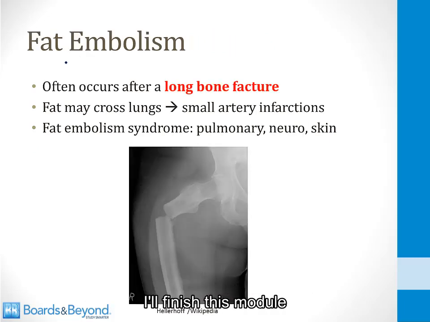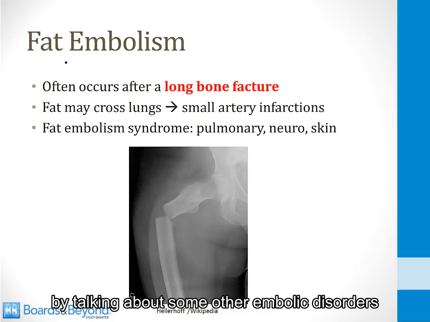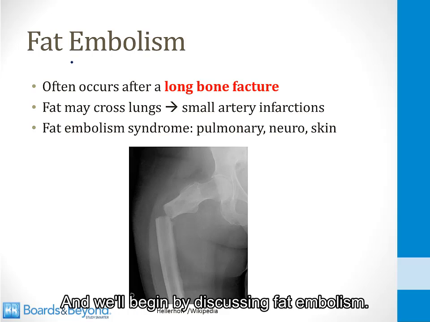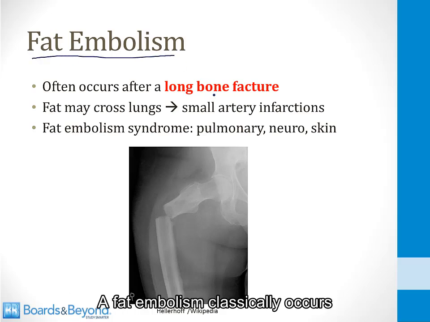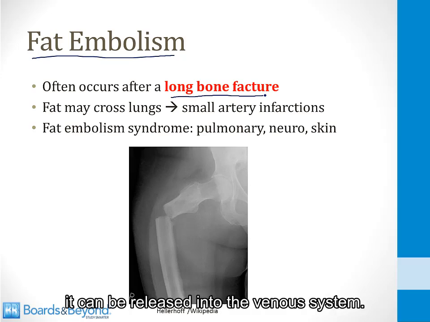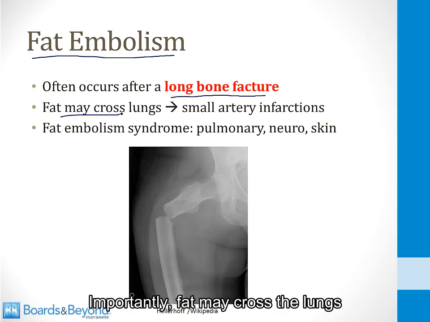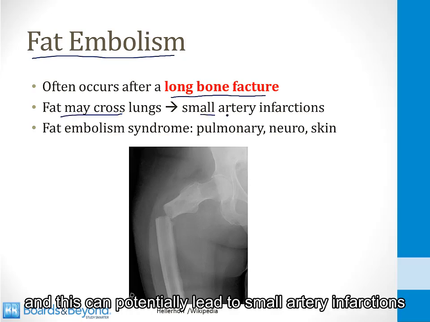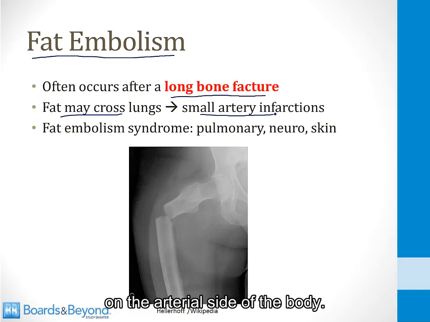I'll finish this module by talking about some other embolic disorders that can potentially involve the lungs, and we'll begin by discussing fat embolism. A fat embolism classically occurs after a long bone fracture. There's fat found in your bone marrow, and in the setting of a long bone fracture, it can be released into the venous system. Importantly, fat may cross the lungs, and this can potentially lead to small artery infarctions on the arterial side of the body.